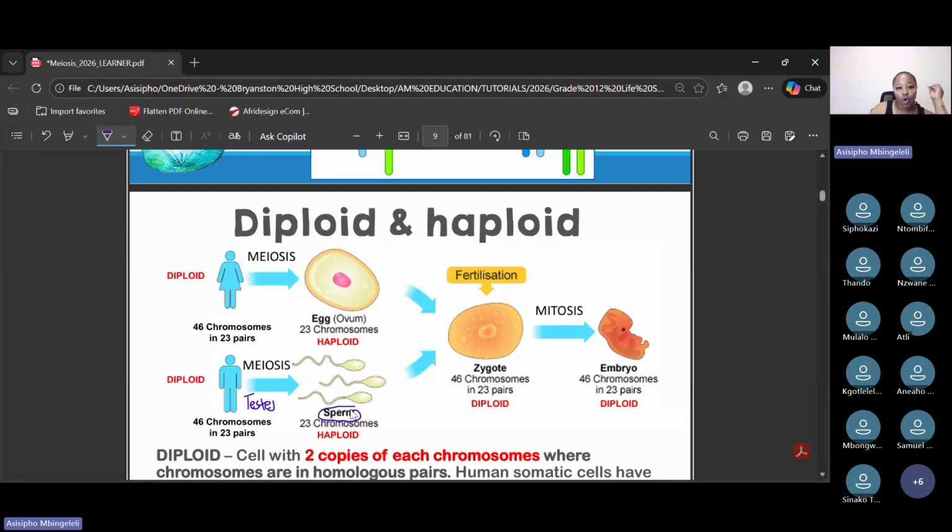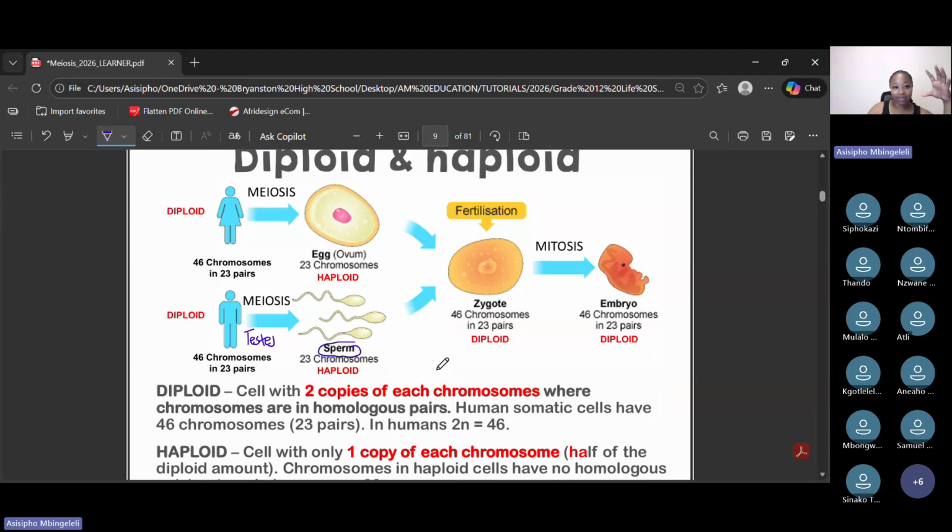Now, when we look at your cells as a male, we just zoom into one of the cells, whether it's in your skin or in your heart or whatever, it will have 46 chromosomes. Now, from that cell, but specifically testis now, we will then undergo meiosis and then produce sperm cells with 23 chromosomes. So that means we are moving from diploid, which is 46, to haploid, which is 23 chromosomes.